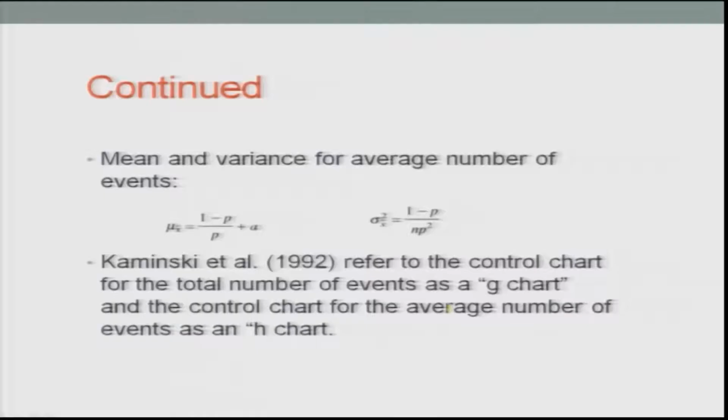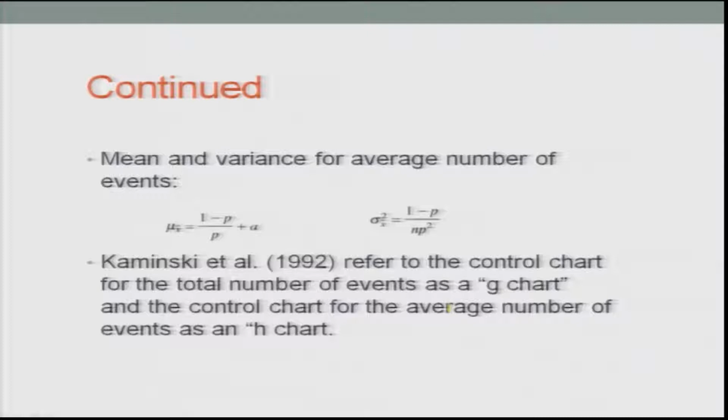Now, if I want to find out the mean and standard deviation for the average number of events, they would be divided by n, and we get the mean value and the variance. The standard deviation would be the square root of the variance as given here. Kaminsky refers to the control chart for the total number of events as the G chart, and the control chart for the average number of events is the H chart.